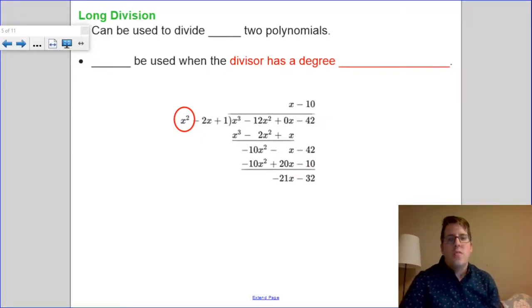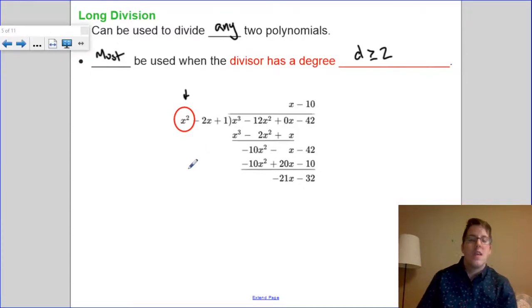Okay, so the long division method can be used to divide any two polynomials, and most people will say that it must be used when the divisor has a degree that is greater than or equal to 2. So if your divisor is a quadratic or a cubic, etc., you would use polynomial long division. Now, truth be told, there are ways to do this other than long division, but the single most straightforward way is to use long division.